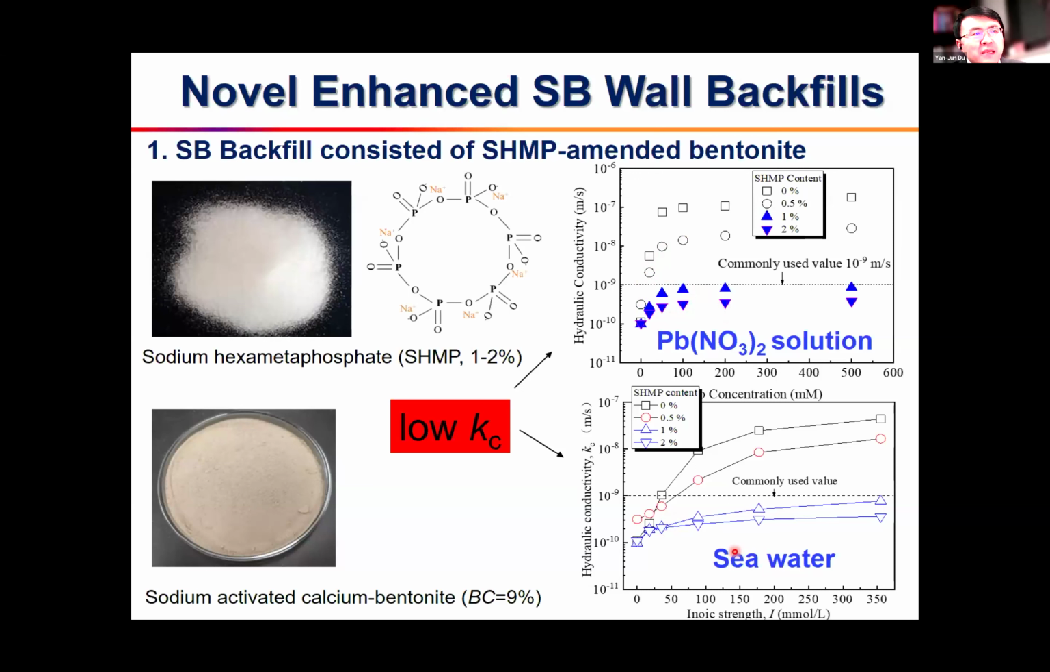Also, we permeated the backfill with diluted seawater and seawater as well. We find that with the increase in ionic strength, the amended backfill displays relatively low K, I mean much lower K than 10^-9 meters per second. However, for the unamended, the K values are larger than 10^-9.